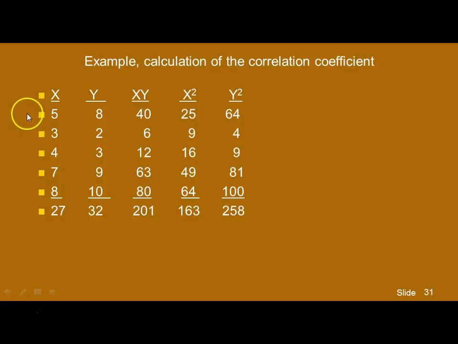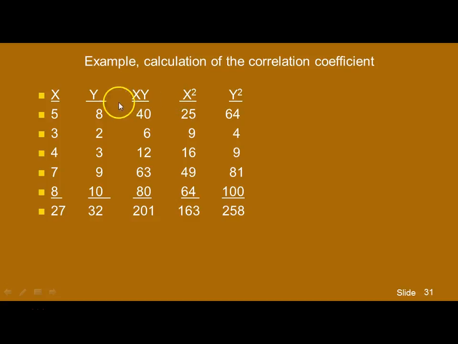Let's say we've got x values here of 5, 3, 4, 7, 8, and corresponding y values of 8, 2, 3, 9, 10. Sum the x's, they add up to 27. Sum the y's, they add up to 32. Multiply across. 5 times 8 is 40, 3 times 2 is 6, and so on. Add those up, and that'll give you summation xy, what I call the cross product term between x and y.